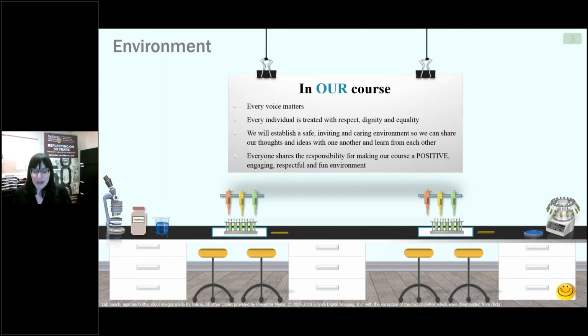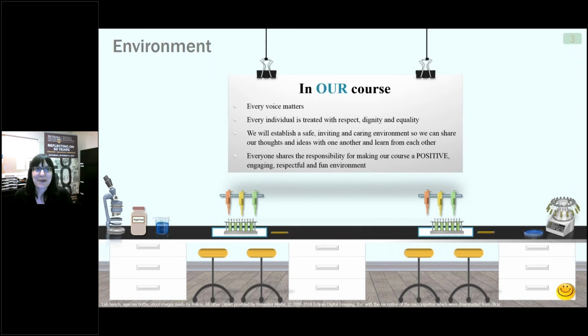So for every one of my courses, this is our course mantra, which I'm very transparent with the students about. In our course, every voice matters, every individual is treated with respect, dignity, and equality. And the idea is to establish a safe, inviting, and caring environment conducive to learning and to dialogue. The biggest thing is to be a very positive environment, and everyone has to share in this responsibility. So this is my biggest tip for those of you who want to do anything that's active learning, flipping the classroom. Okay, getting back on course.